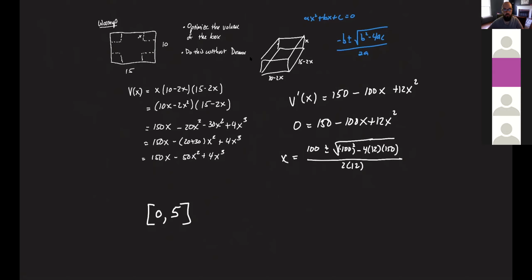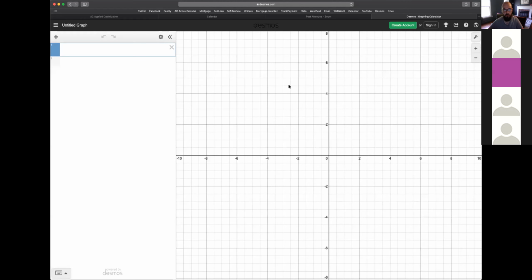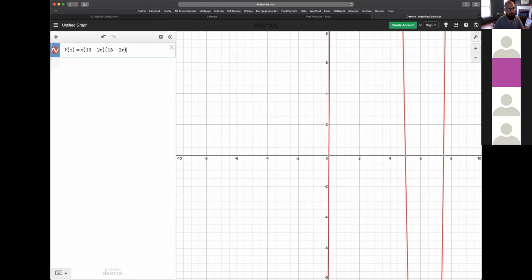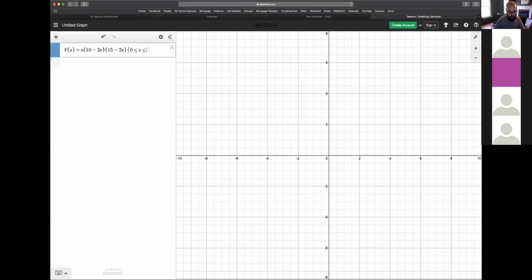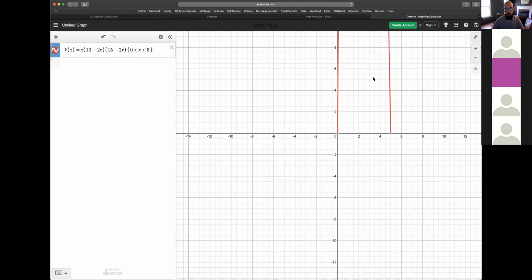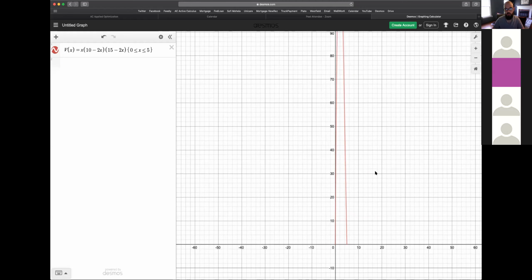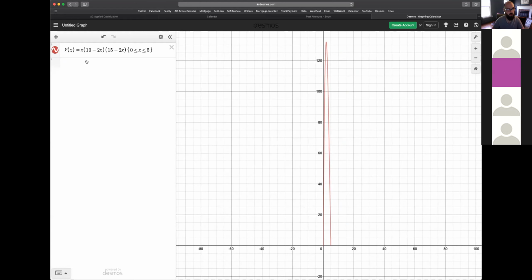So we'll go into Desmos. Our function v of x is x times 10 minus x times 2x, and 15 minus 2x, and we only want to view it on the interval 0 less than or equal to x less than or equal to 5. So we have this kind of situation going on.